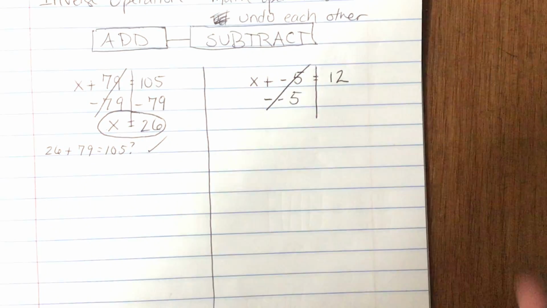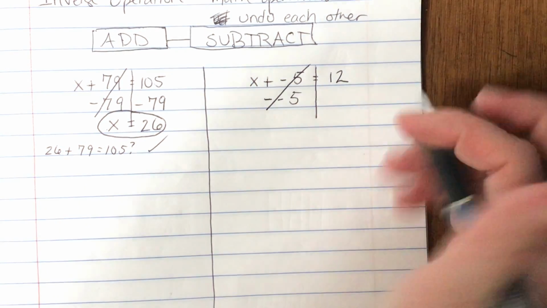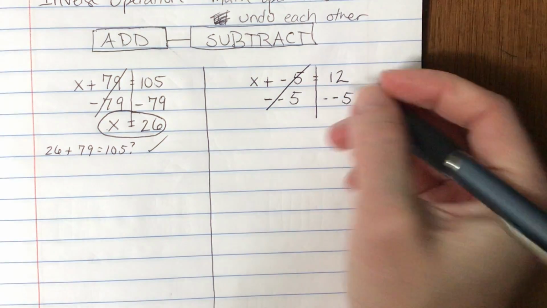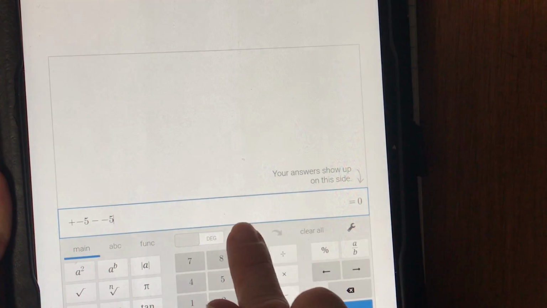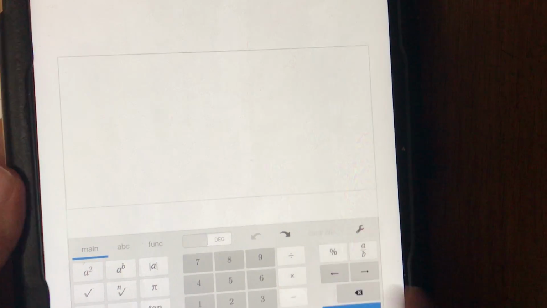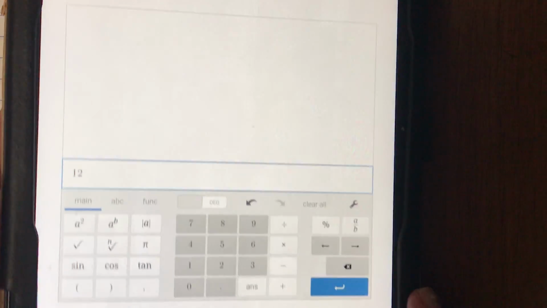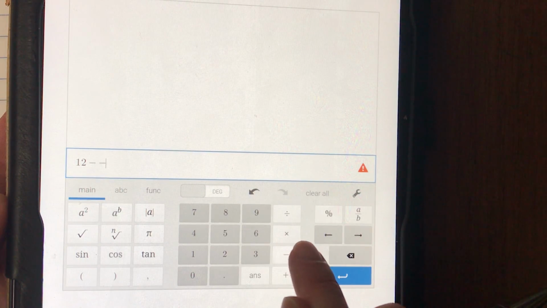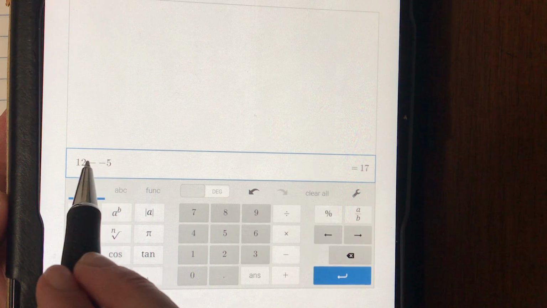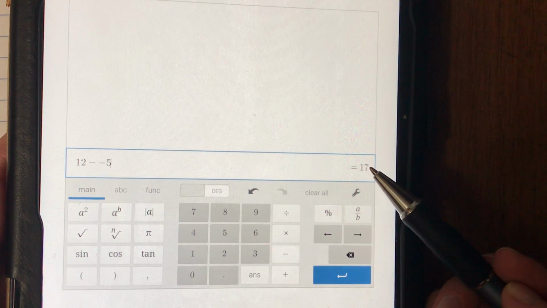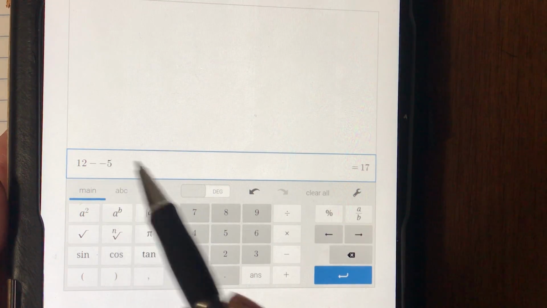That means I can mark this side out. But now, if I subtracted -5 from this side, minus -5, that's where I'm going to get my answer. So I need to subtract -5 from 12. So I'm going to back this out. And I'm going to do, okay, it's 12 minus -5. So to find my answer, 12 minus -5. Remember, again, minus and negative are the same exact sign. We know that minus and negative is plus, right? So it makes sense that this comes out to be 17 because it's 12 really plus 5.